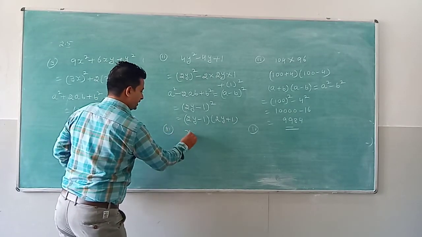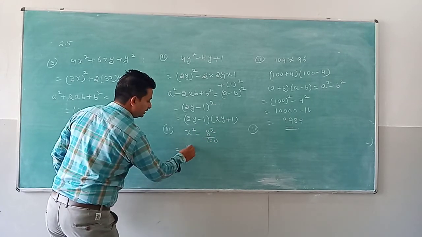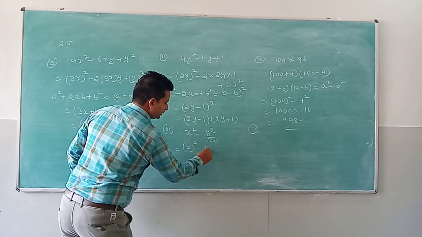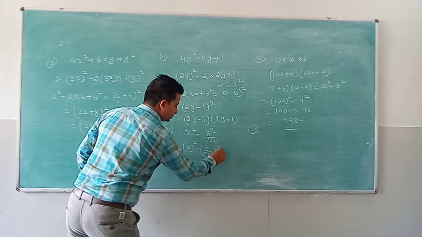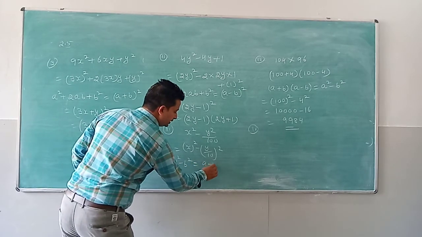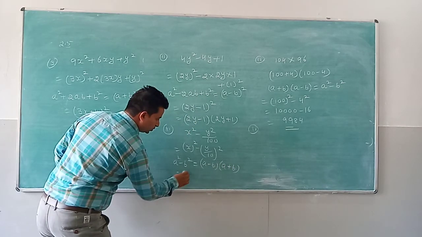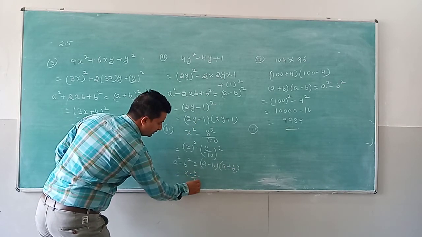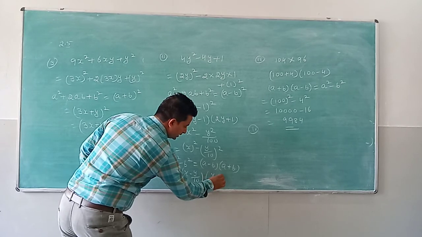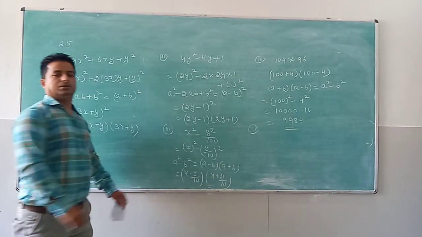In third part, x² − y²/100. We write this as x² minus (y/10) whole square. So the identity is a² − b² is (a − b)(a + b). So this is (x − y/10)(x + y/10). These are the factors. Thanks.